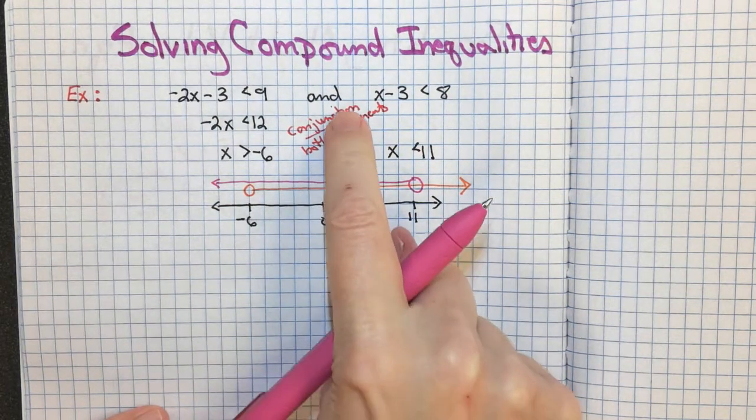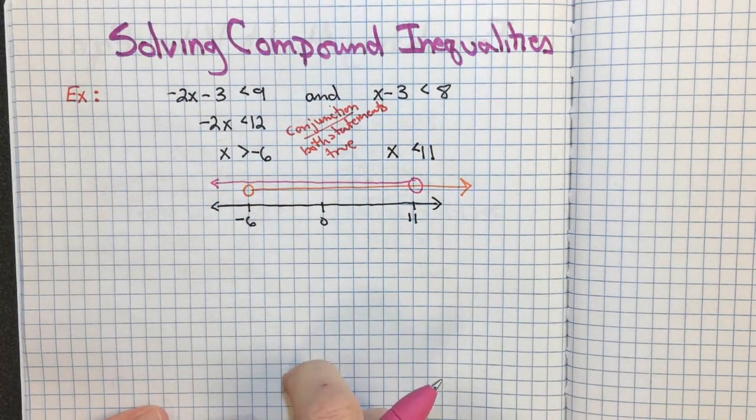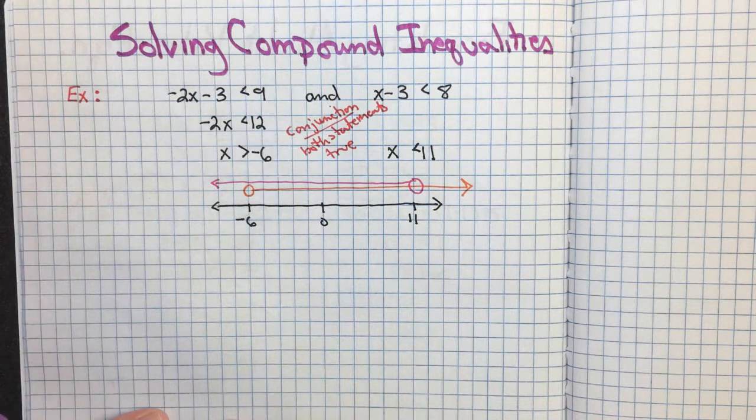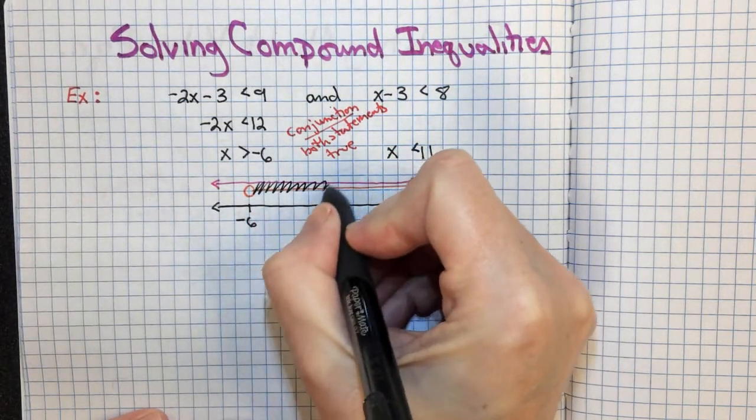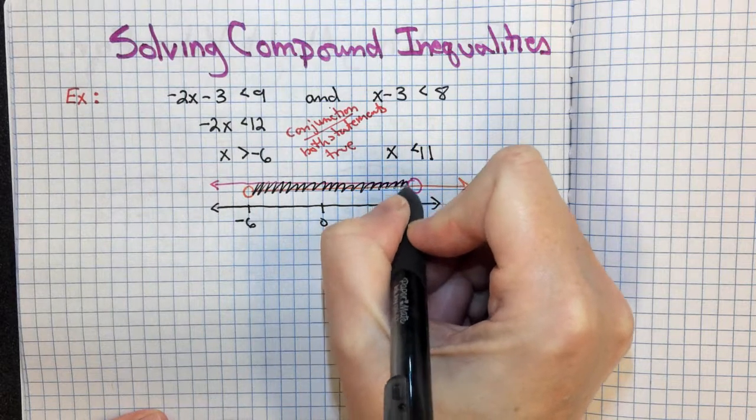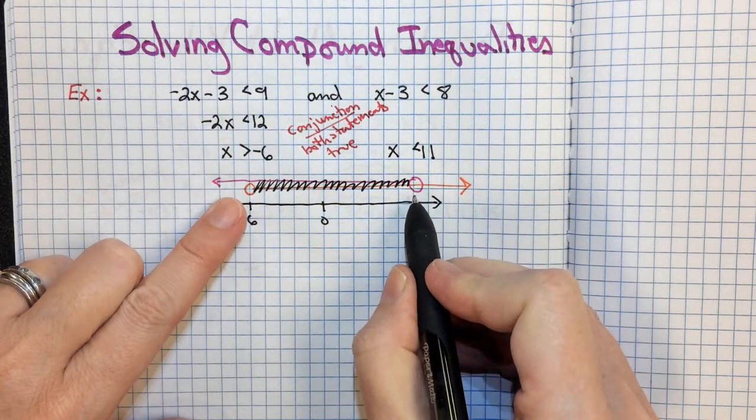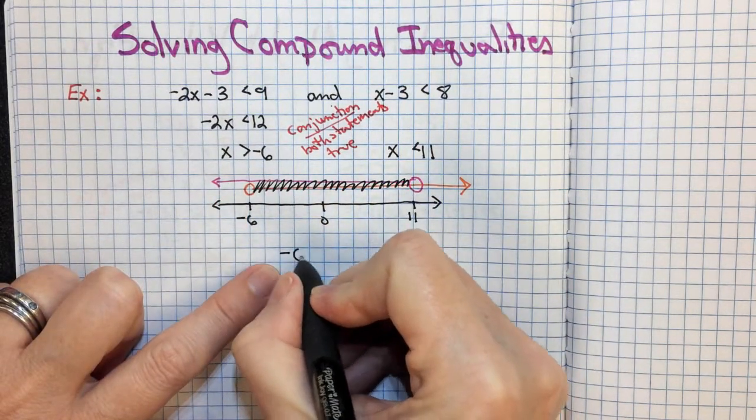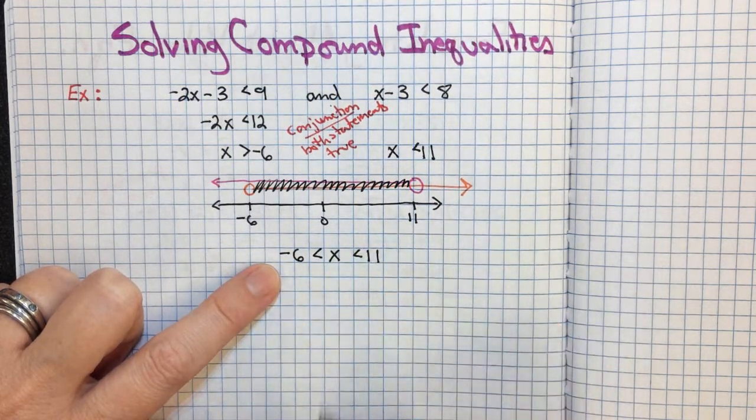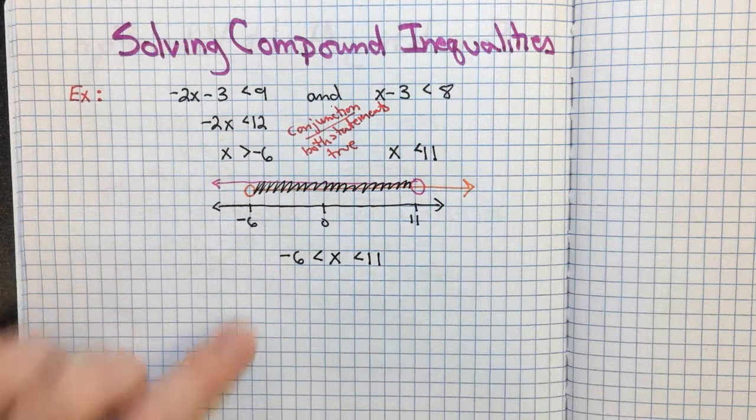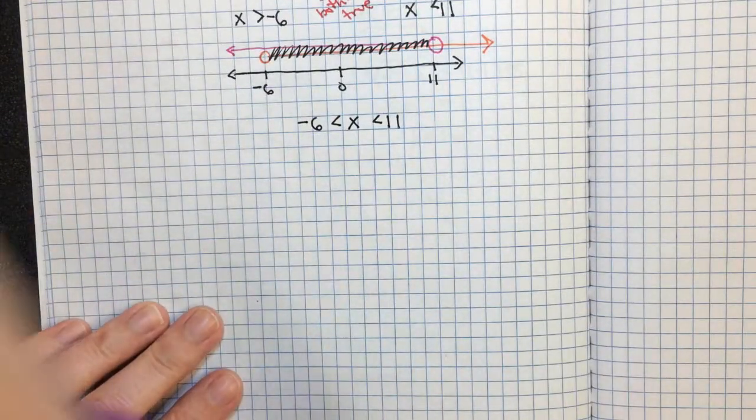But I'm looking at where these happen together. So really all I would be showing on a graph is this area in here with open circles at the end. I would be writing this as negative 6 less than x less than 11. Okay? Next example.